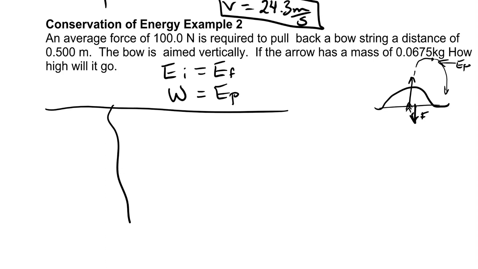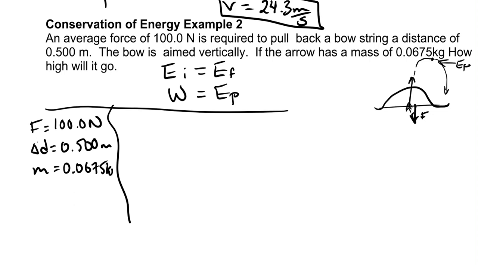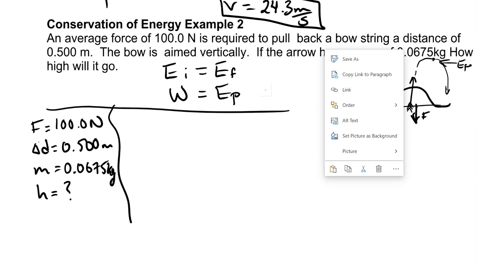An average force of 100 newtons. So F equals 100.0 newtons. To pull back on a distance of 0.500 meters, so delta D equals 0.500 meters. The bow is aimed vertically. It has a mass of 0.0675 kilograms. How high will it go? H, question mark. Perfect.